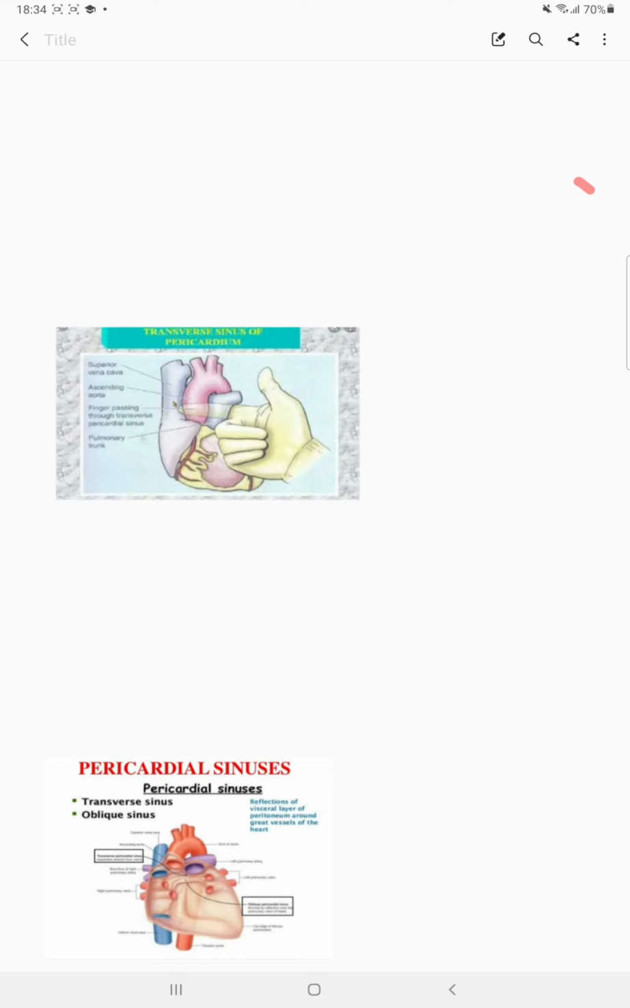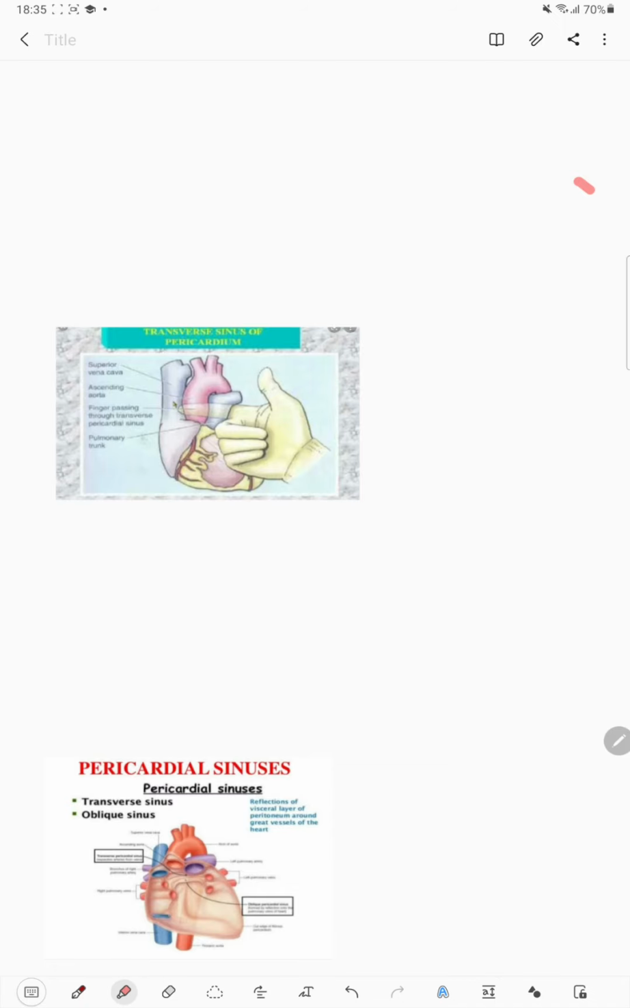Here we'll be discussing pericardial sinuses. All right. Now what do you mean by a sinus? Sinus means it is a space. So here we'll be discussing two types of spaces found in relation to the heart. So we have two pericardial sinuses.